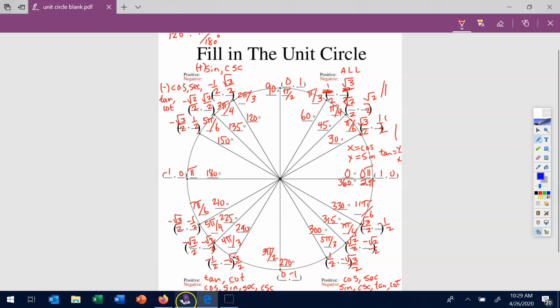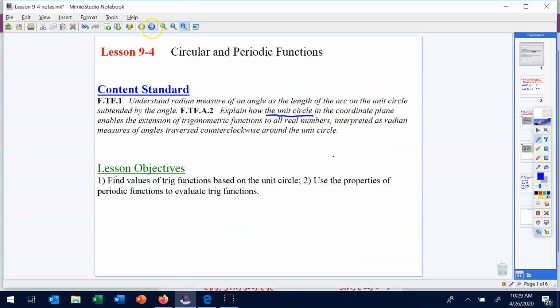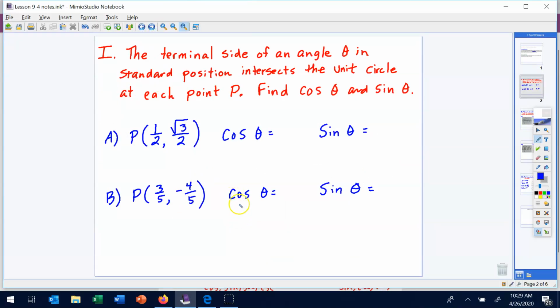And now let's go and let's finish up our notes. Get you ready for some homework problems that you're going to be doing tomorrow. The terminal side of an angle theta in standard position intersects the unit circle at each point. Okay, so they're identifying ordered pairs where the terminal side of theta hits the unit circle, and they want you to find cosine and sine. It doesn't really get any easier than this. This is one of the easiest assignments you will ever have.